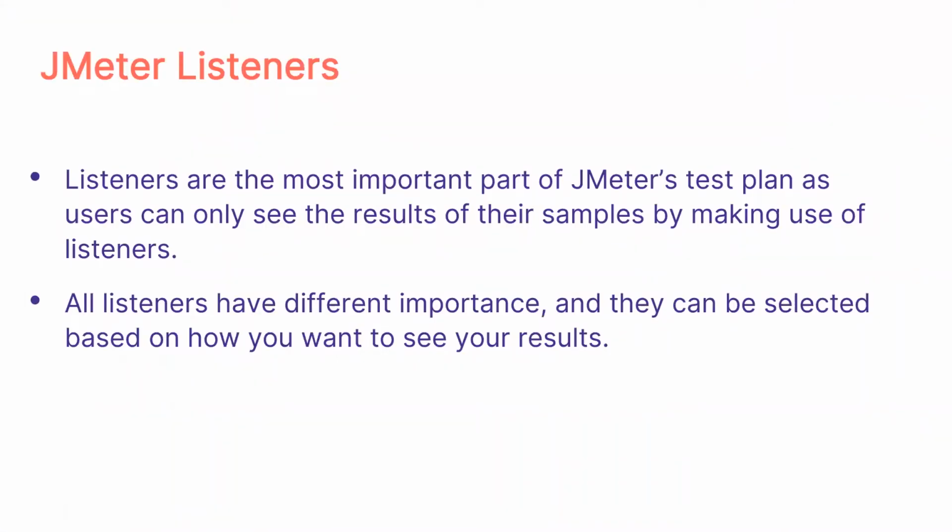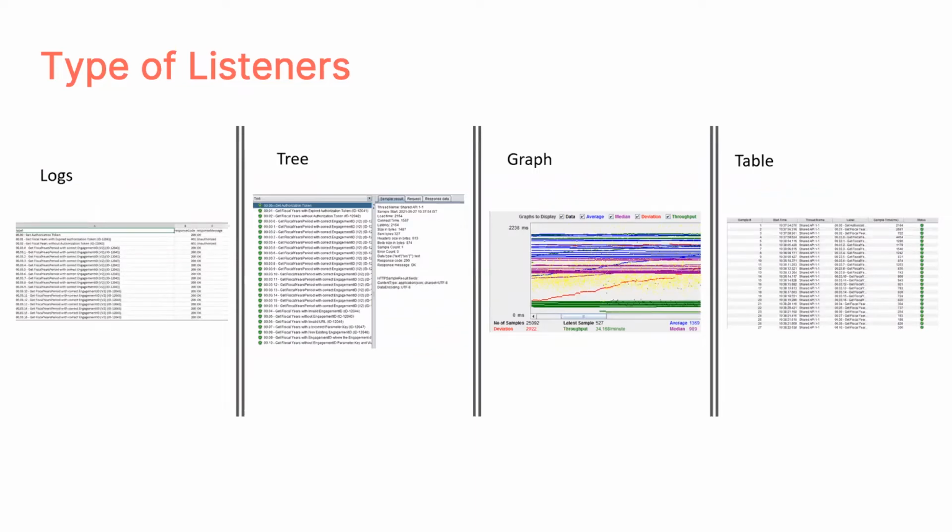JMeter provides an element called a listener to capture our measurements while we are running our performance testing. Listeners help us to monitor the requests sent from JMeter, as well as to analyze the system under test. There are a variety of listeners available in JMeter, and they can be selected based on how you want to view your results. There are 4 types of listeners: log, tree, graph, and table. In the session, I will cover each of these, explain what sort of information is collected, and how we use the listeners and place them.